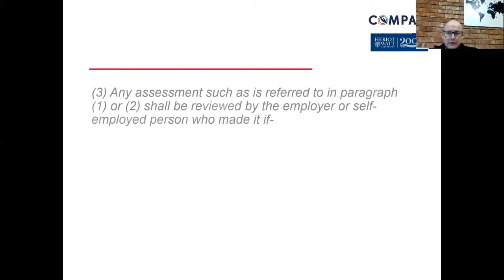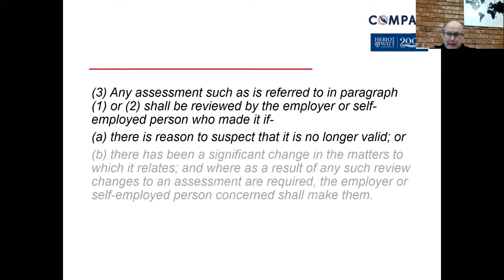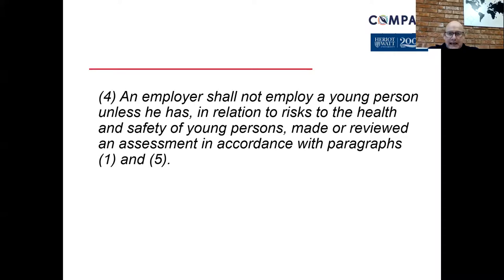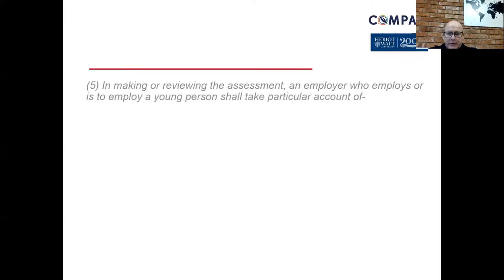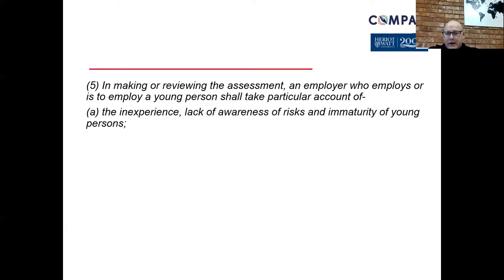3.3, any assessment such as is referred to in paragraph one or two shall be reviewed by the employer or self-employed person who made it if, so all it's saying is review, you need to review it in particular circumstances, the circumstances being no longer valid or significant change. Subsection four, so Regulation 3, subsection 4 states an employer shall not employ a young person unless he has, in relation to the risks, taken account of the young person's potential to go wrong, and therefore risk assessments have to be done for them. In 3.5, in making or reviewing the assessment of an employer who employs or is to employ a young person, shall particularly take account of immaturity, fitting out and layout of the workstations, the workplace, the nature and degree, and the form range, etc.